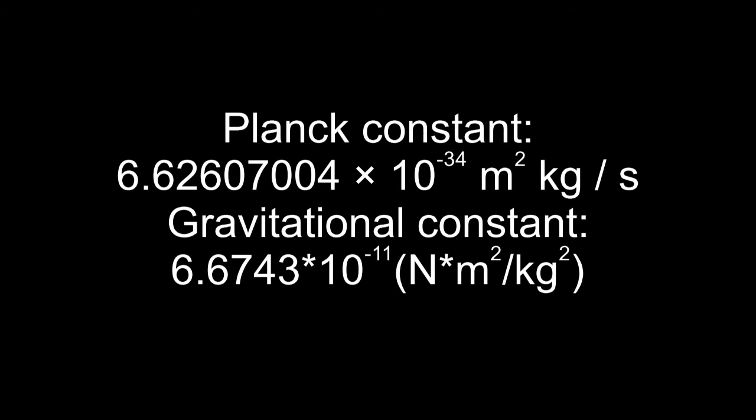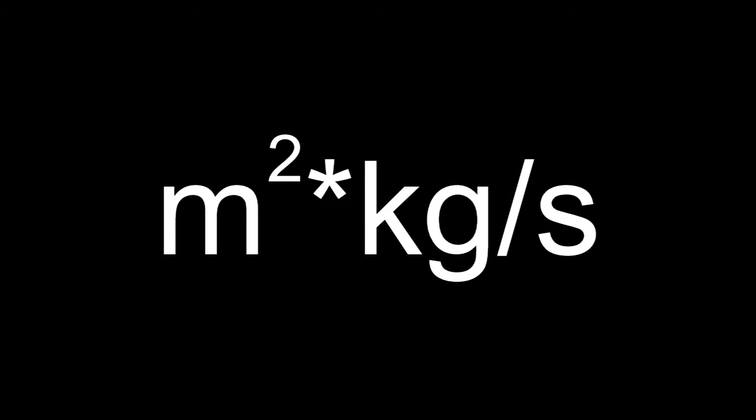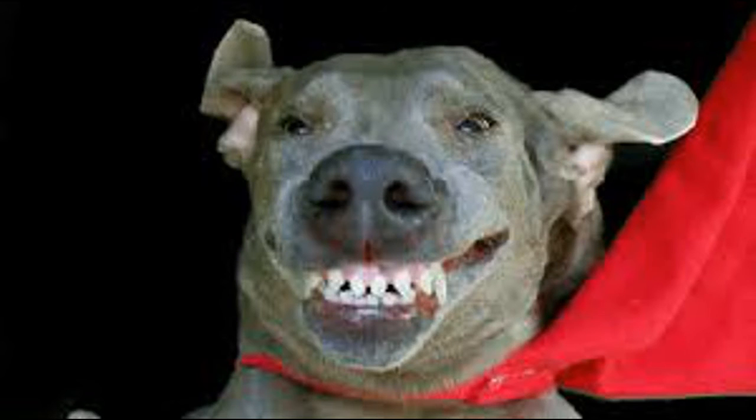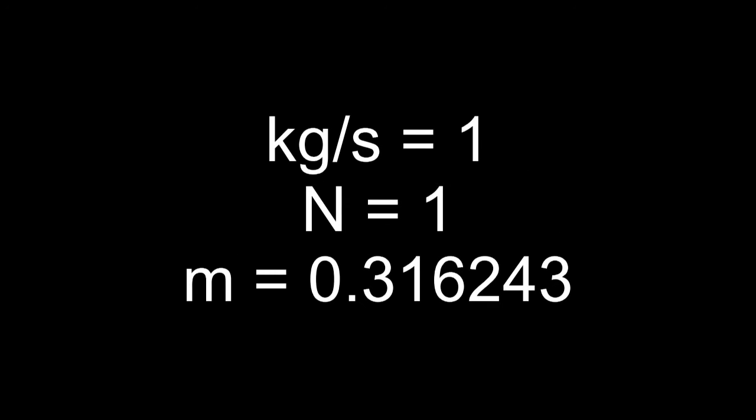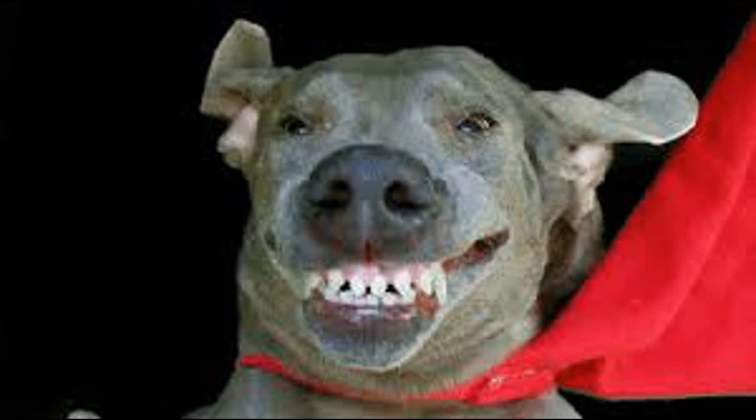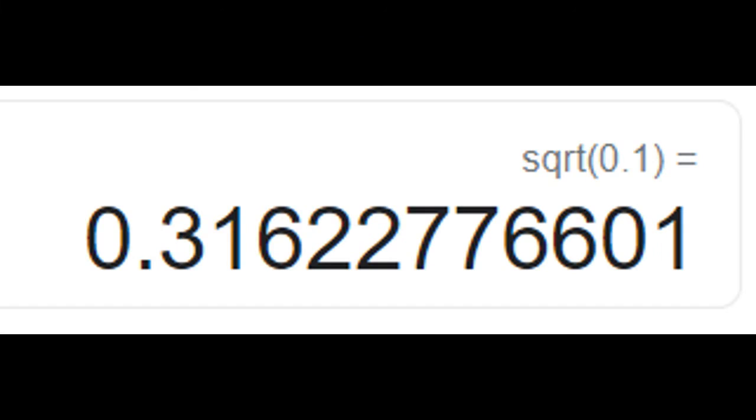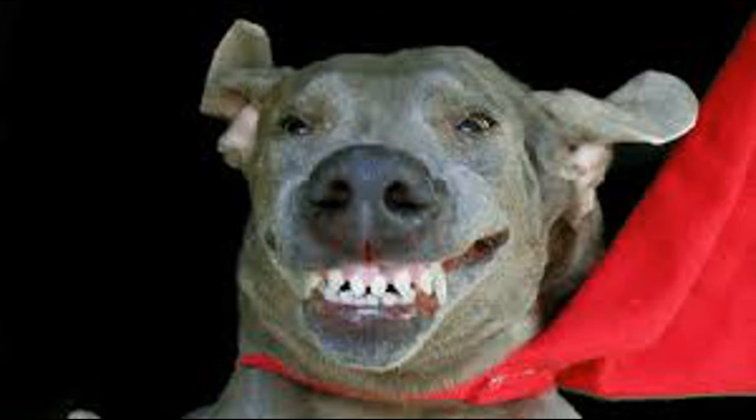But the Planck constant and the gravitational constant change depending on the meters, newtons, and joules per second, aka meters squared times kilograms per second. So what are they? Well, I am just going to assume that the kilograms and newtons are 1. And from this, I just used a calculator to find out that the remaining variable, meters, is 0.316243, which I do not know if this is relevant, but it is suspiciously close to the square root of 0.1, which is 0.316227766601. Okay, enough of that.